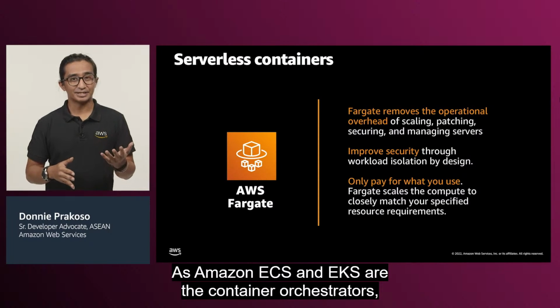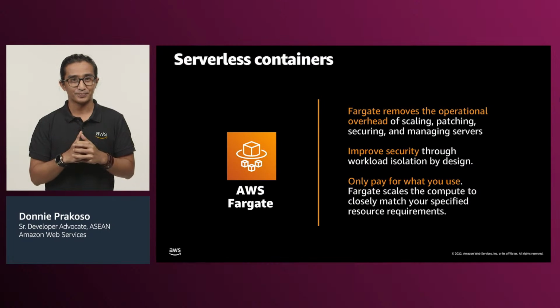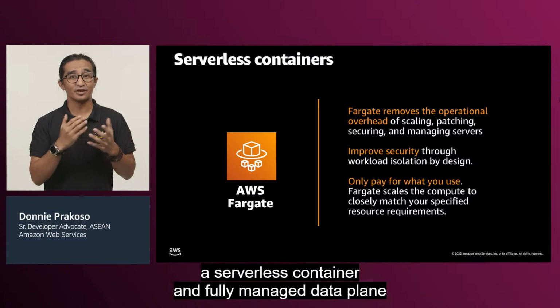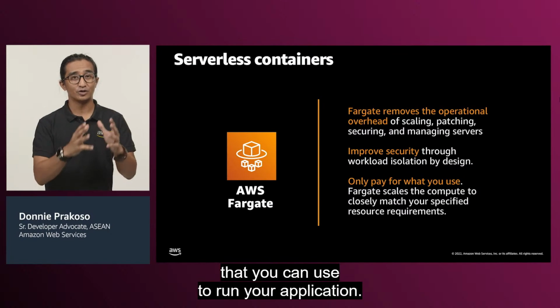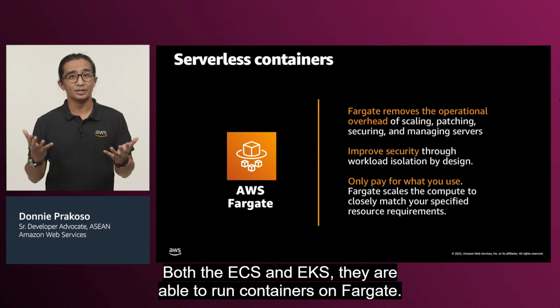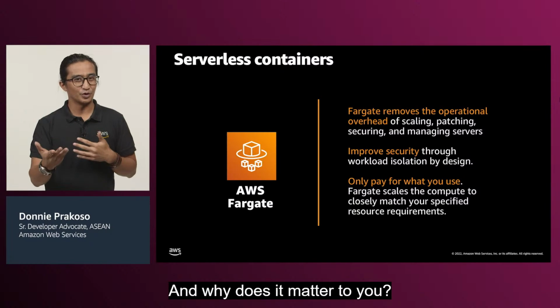As Amazon ECS and EKS are the container orchestrators, they still need computing instances to host our application. And I'd like to share with you about AWS Fargate, a serverless container and fully managed data plane that you can use to run your application. Both ECS and EKS are able to run containers on Fargate. And why does it matter to you?